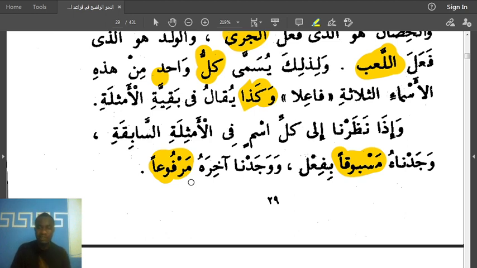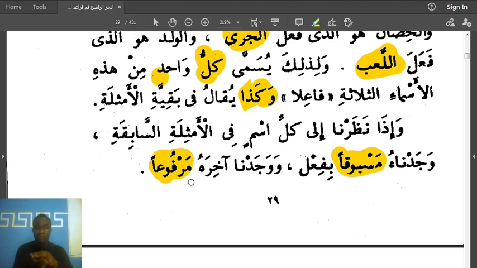In grammar we have the accusative case, the nominative case, the jussive case, and the genitive case. Four cases. So in Arabic we will say first marfu', which is nominative case, mansub, accusative case, majrur, genitive case, and then majzum, that is the jussive case. Now, let me explain this simply.